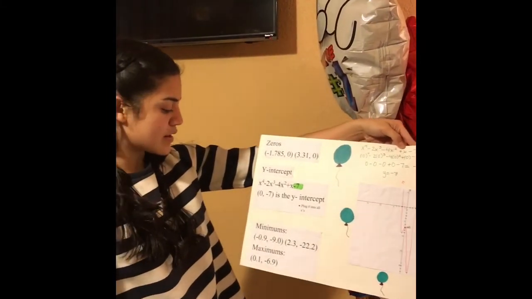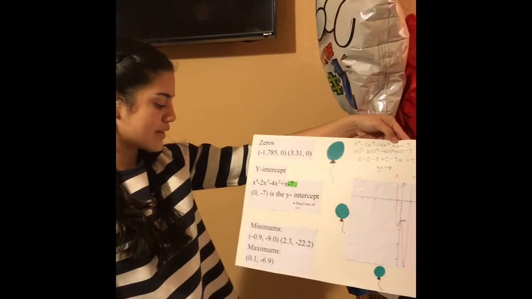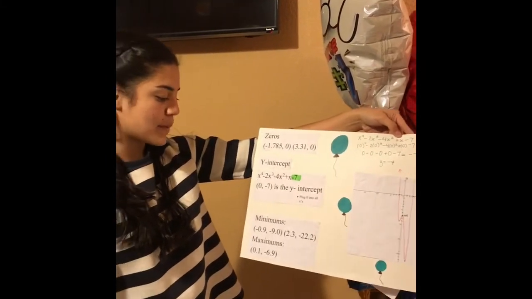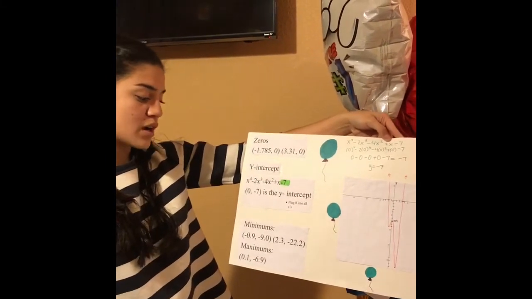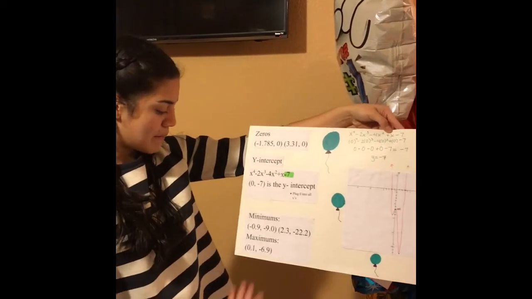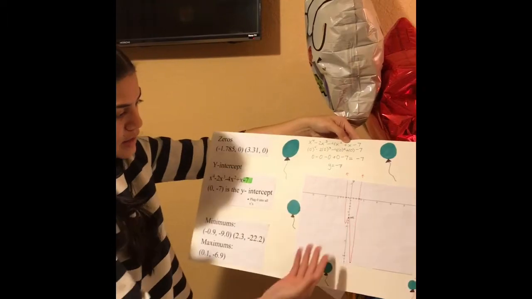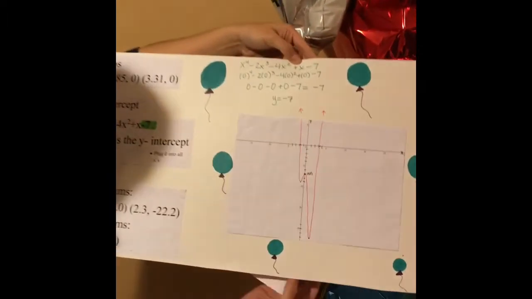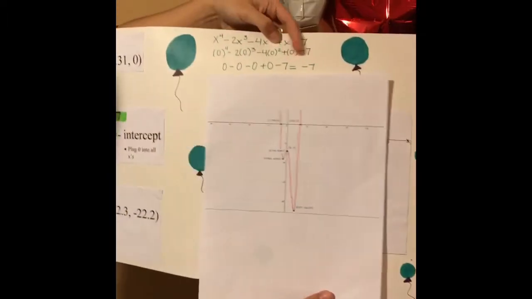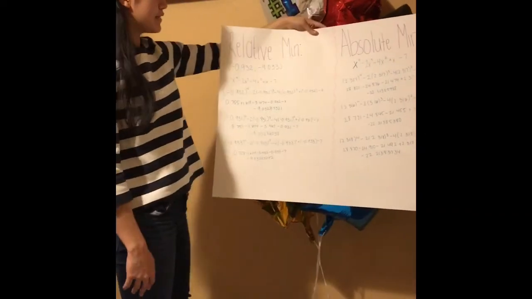And my minimums are negative 0.9, negative 9.0, and my absolute minimum is 2.3, negative 22.2, and my max is 0.1, negative 6.9. And here is my graph, and then I have another one here that explains all the points. This is how I found my relative minimum.